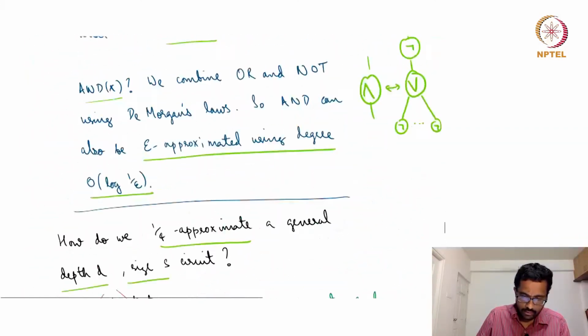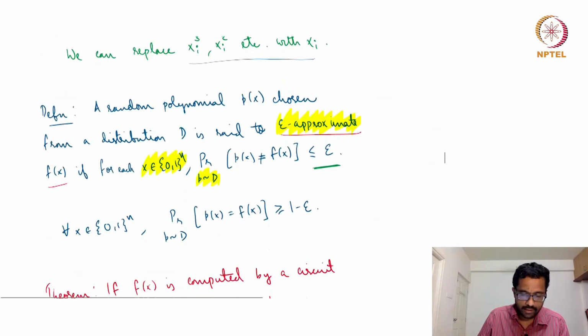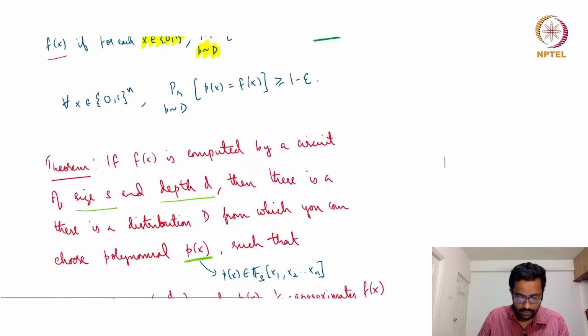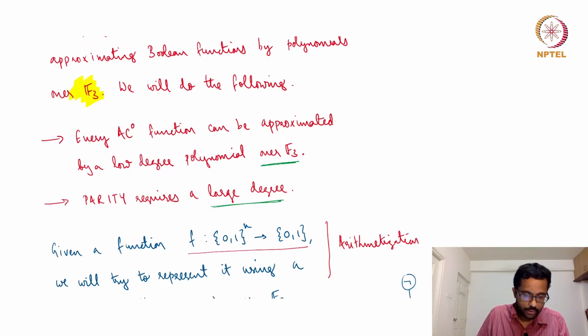In the next lecture we will contradict this. What we have shown now is that we first showed that every AC0 function can be approximated by a low degree polynomial over F3, and then we showed that for every AC0 function, there is a specific polynomial that agrees with the function on 75% of the inputs, where the polynomial is also low degree. But then we will see in the next lecture that parity requires a large degree. So that will be the contradiction.